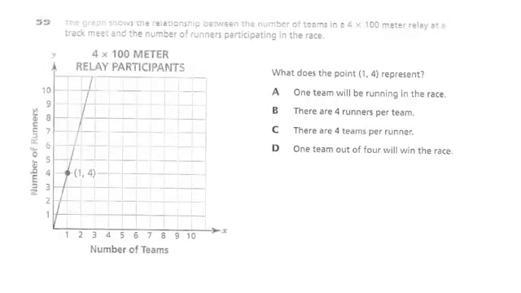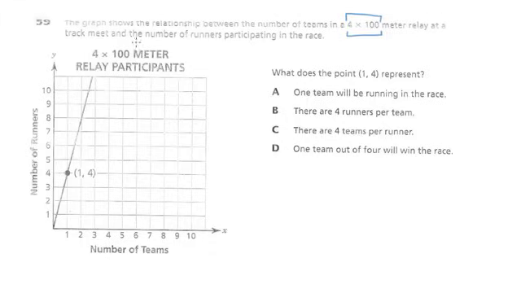Okay, 59. For 59, the graph shows the relationship between the number of teams in a 4x100 meter relay. So we've got to be careful here. We're not asked to do 4 times 100. This really is the name of a race. It's a 4x100 meter relay. So four runners, each running 100 meters.